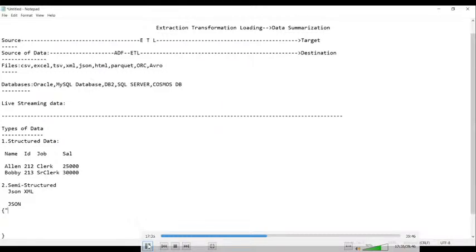The data will be like this. Name, and here the name is Alan. Now use a comma here. What's the next thing you have? ID. Then the ID here is 212. As it is numeric data, it is not kept in double quotes. Then you have job.